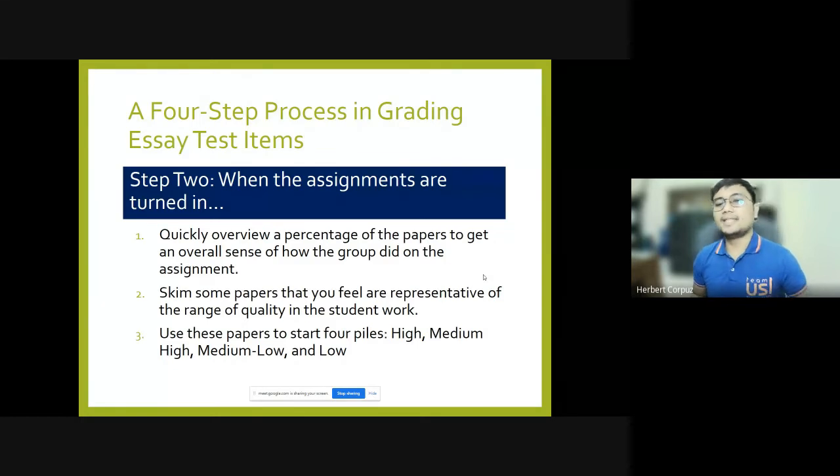Step two, when the assignments are turned in, so for example, nasagot na nila, what you can do are the following. Quickly overview a percentage of the papers to get an overall sense of how the group did on the assignment. So, pwede kang gumawa ng siguro 10 sagot, basahin mo ng konti, overview mo ng konti, para makita mo yung overall performance ng mga estudyante doon sa essay nila. Then after that, skim some papers that you feel are representative of the range of quality in the student work. So, tingin ka ng isa, nababasahin muna, and use these papers to start 4 piles. So, gawin mo 4 piles. Basahin mo yung sample.